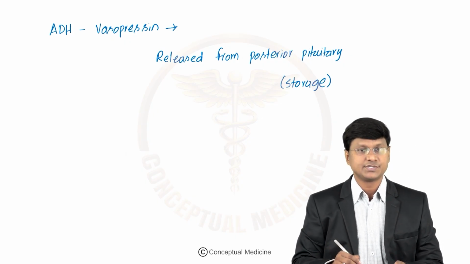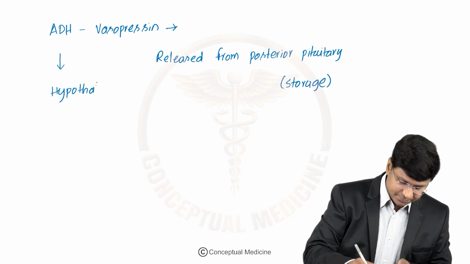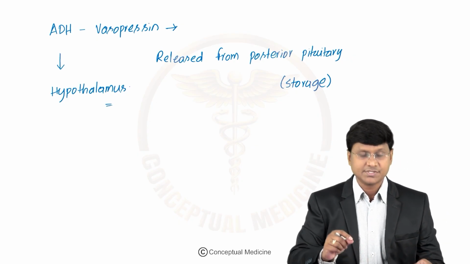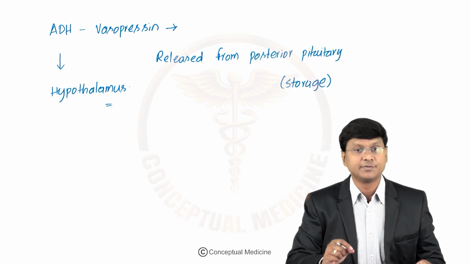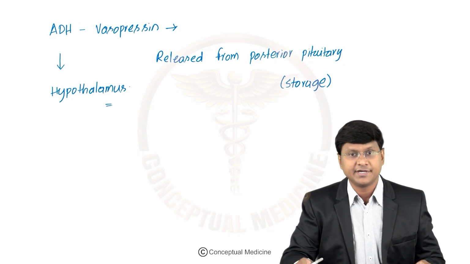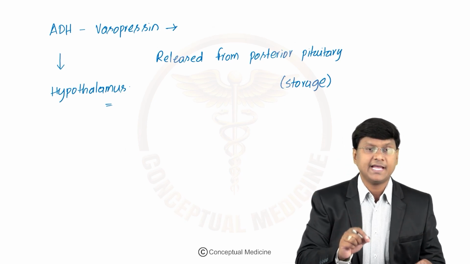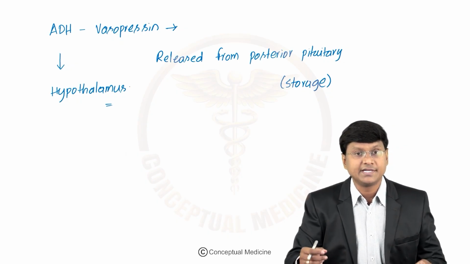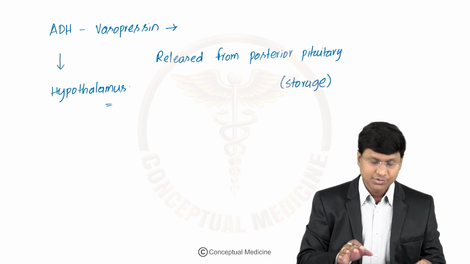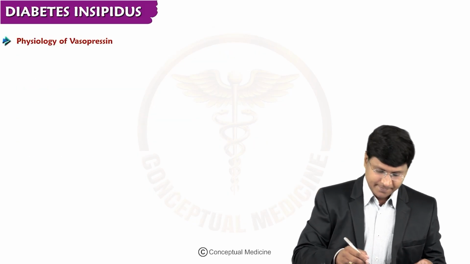But where is it synthesized? The antidiuretic hormone is synthesized in the hypothalamus. Right, it is synthesized in the hypothalamus and released from the posterior pituitary gland, which acts as a storage gland for your antidiuretic hormone. Now, the other important point is the action and the regulation of vasopressin. For that you should understand the basic physiology of vasopressin.